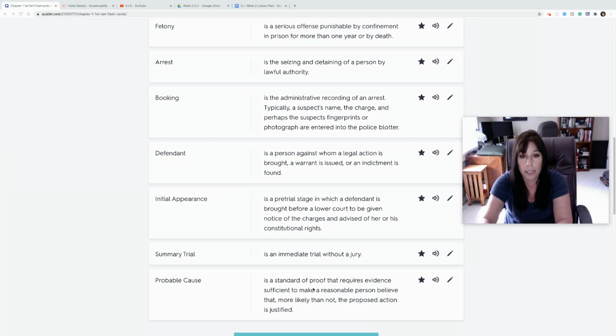And so, like I said, your book, just remember it's a standard of proof, okay? Highest standard of proof. It's the only one in the whole list here. Standard of proof, probable cause.